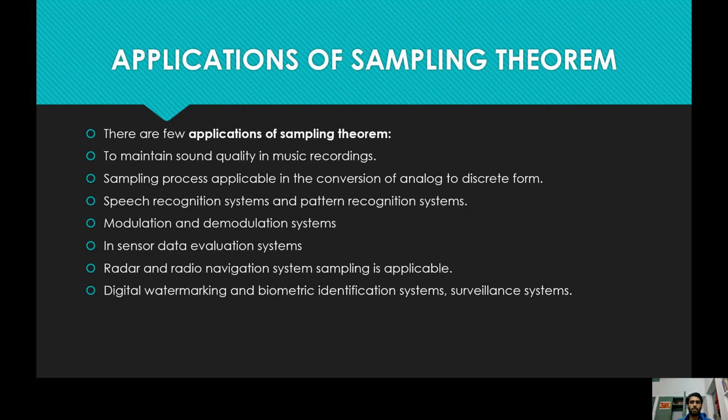Next, we have the applications of the sampling theorem. There are a few applications which I have mentioned here. As you can see, the sampling theorem can be used to maintain sound quality in music recordings. Sampling is applied in the conversion of analog to discrete form, in speech recognition systems and pattern recognition systems. Sampling is also used in modulation and demodulation, in sensor data evaluation systems, and in radio navigation systems. Sampling is also applicable in digital watermarking, biometric identification systems, and surveillance systems. These are the fields in which we can use the sampling theorem.